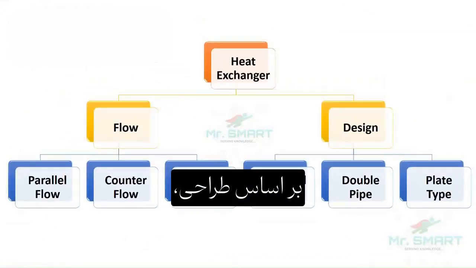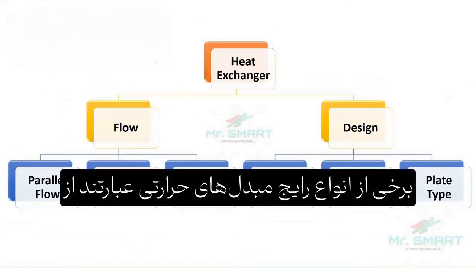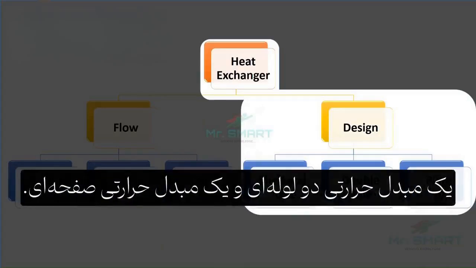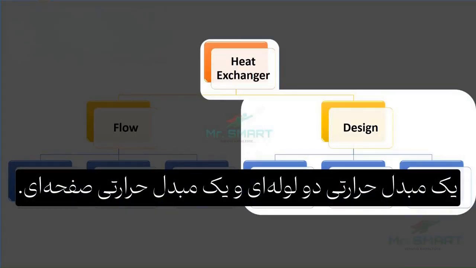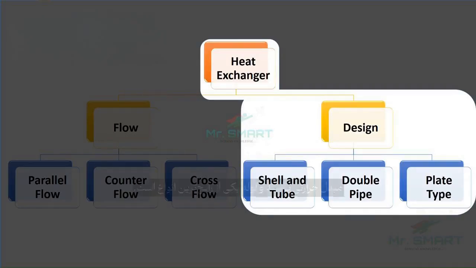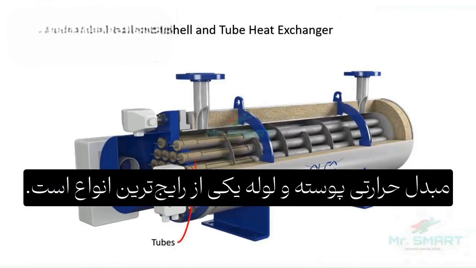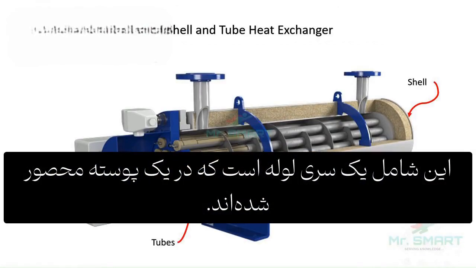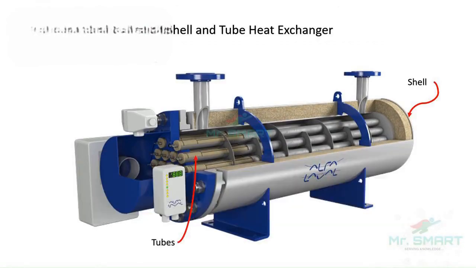Based on the design, some of the common type of heat exchangers are a shell and tube heat exchanger, a double pipe heat exchanger, and a plate type heat exchanger. The shell and tube heat exchanger is one of the most common types. It consists of a series of tubes enclosed in a shell.